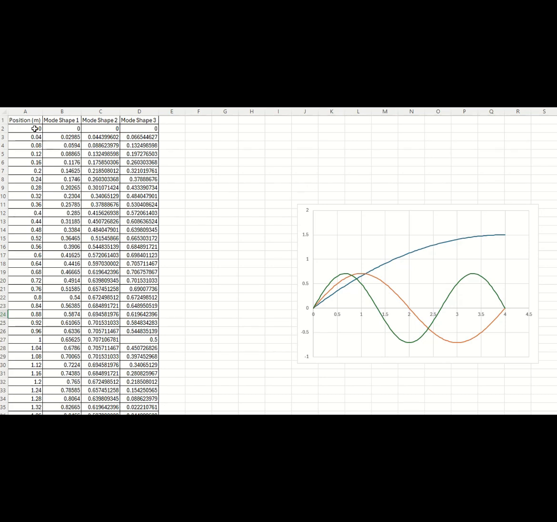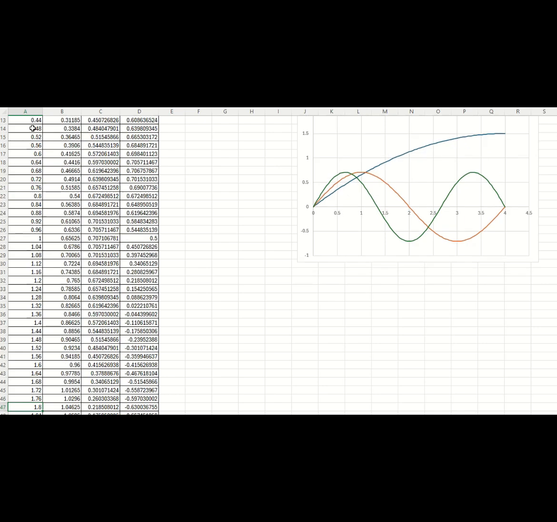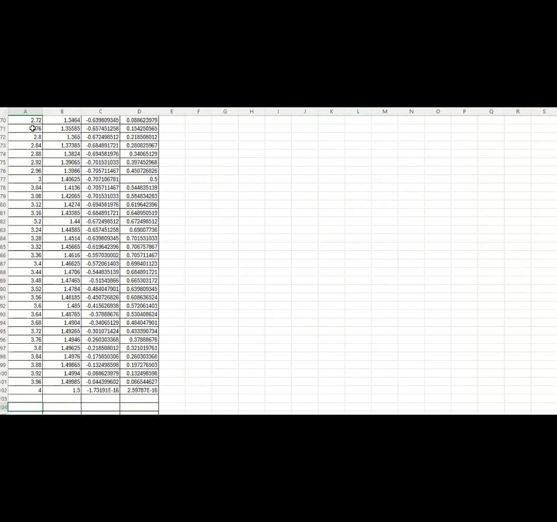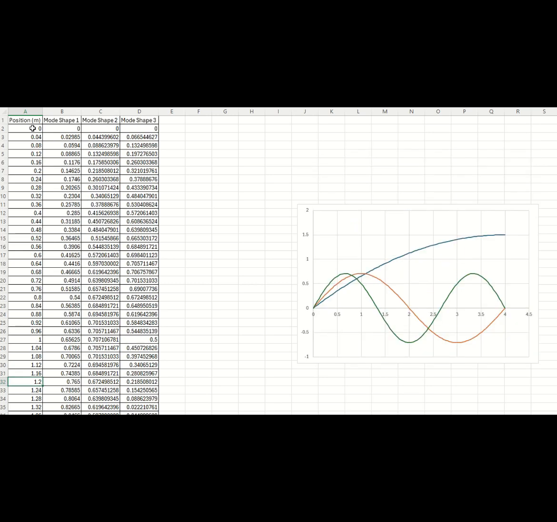So in this example, we will see how the mode shape positions vary. It's a 4 meter length beam, so we will take x as the position along the 4 meter length. Along the 4 meter length, we can see how the mode shape varies. This is the first mode shape.